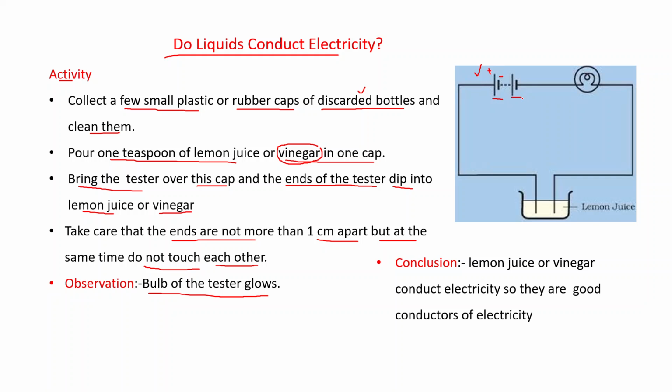So we are using the battery, and this is the bulb, and this is a container in which lemon juice is there. You will observe that this bulb glows. So we can conclude lemon juice or vinegar conduct electricity, so they are good conductors of electricity.